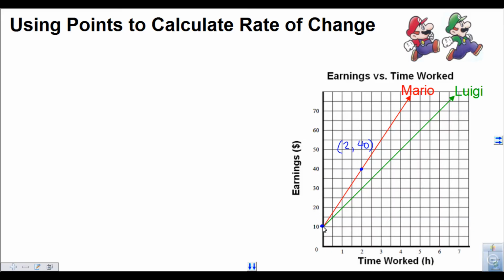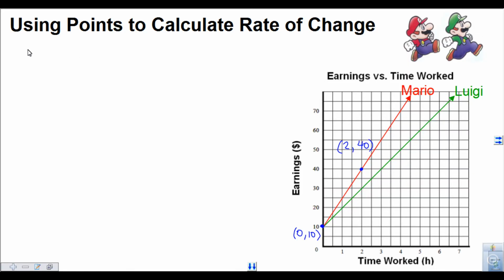Now, this point over here at the very beginning lies along 0 on the x-axis and along 10 on the y-axis. So I can describe this point as (0, 10). Now remember, again, Mario earned $30 in 2 hours, so it's really easy to see where the 30 comes from using these 2 points. We can do 40 minus 10 to get 30. And then also to get 2 hours, we can do 2 minus 0.